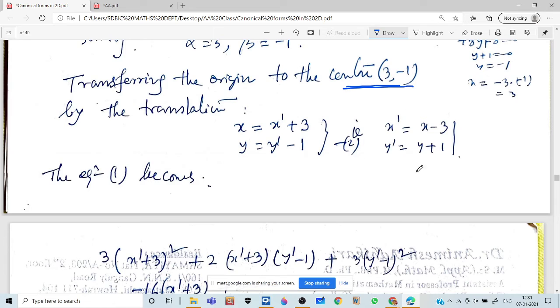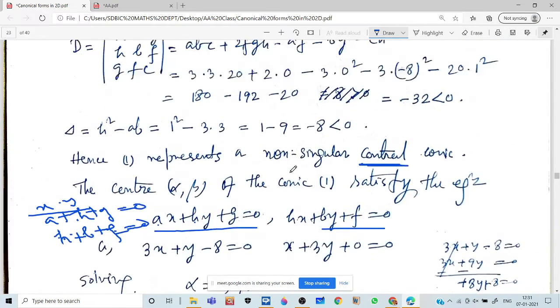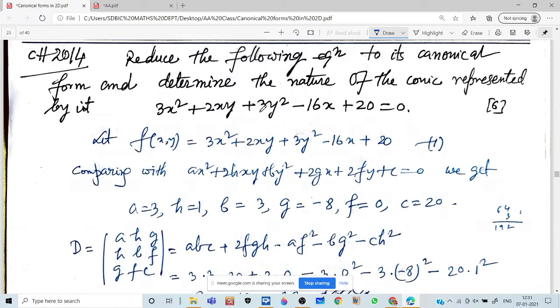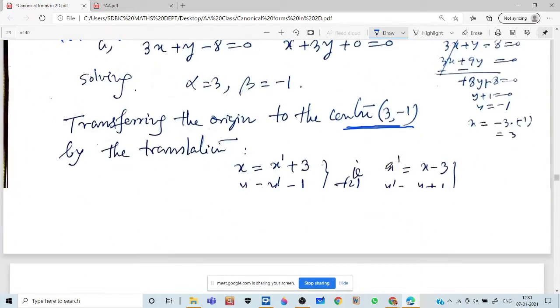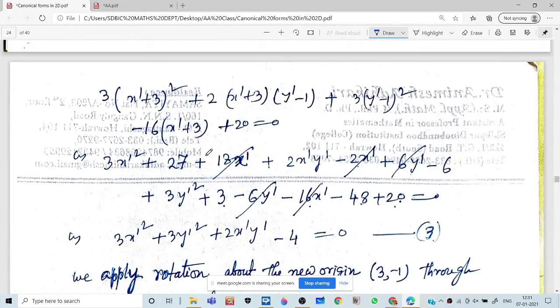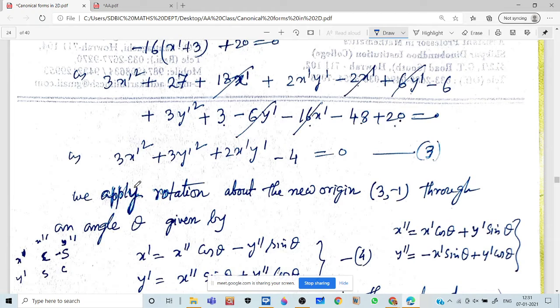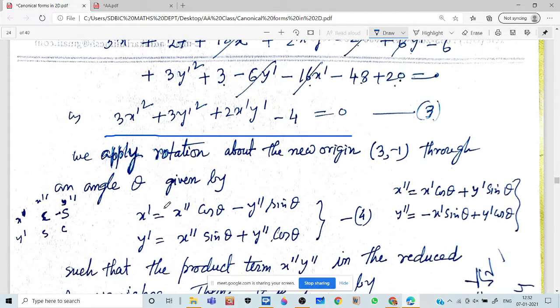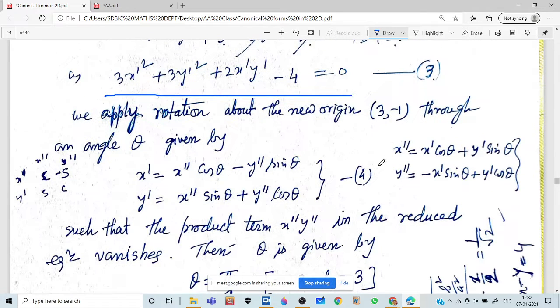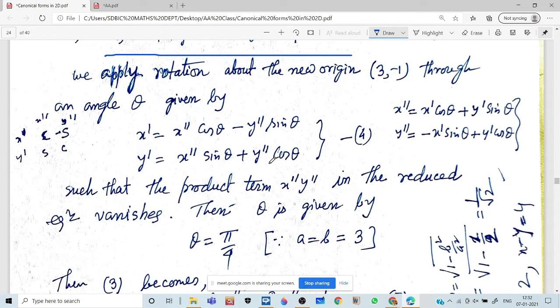Applying this formula in the given equation 1, we get the new equation in terms of x dash, y dash equal to this. Then we apply rotation about the new origin: x dash is equal to x double dash cos theta minus y double dash sin theta, and y dash is equal to x double dash sin theta plus y double dash cos theta. With this we remove the product term x double dash y double dash by choosing theta.